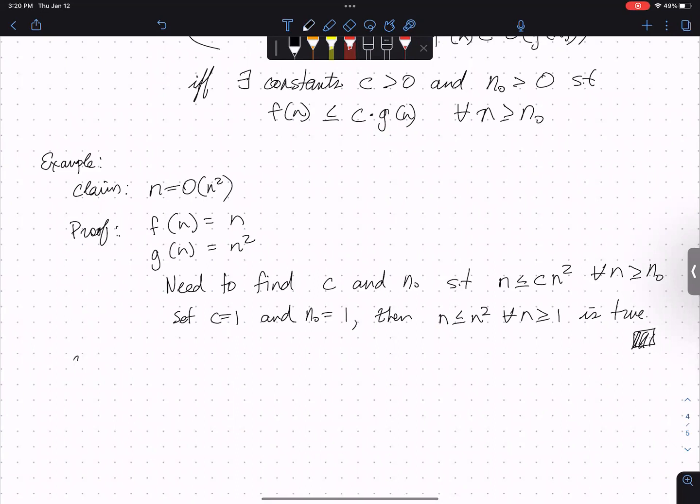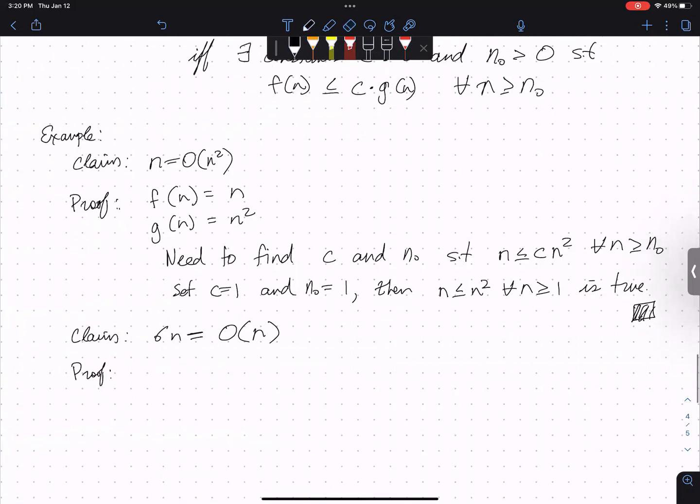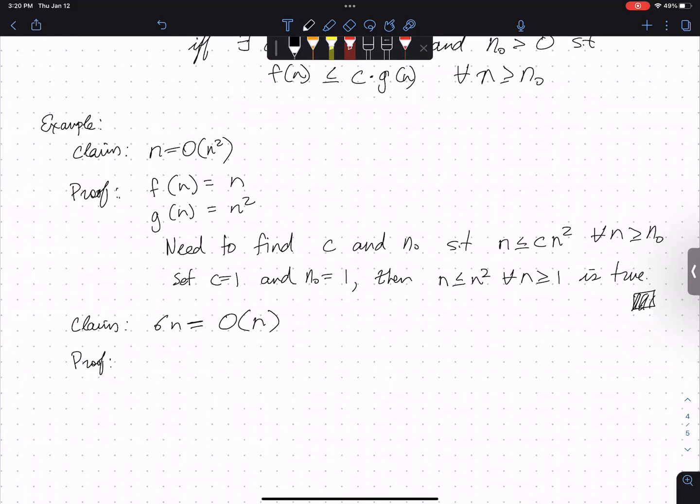Let's do a couple of examples to illustrate that point. So here's a claim, 6n is, see, I already made the mistake, here, equal to O of n squared, O of n. Proof. Right, so here you can already see that 6n is not less than or equal to n.